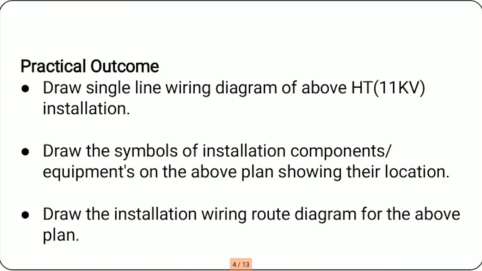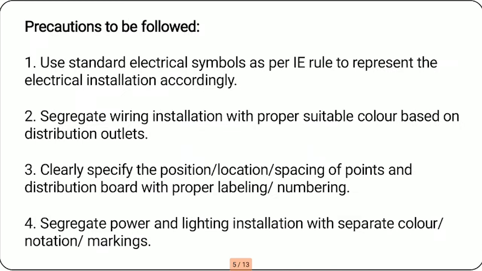Then the practical outcomes: draw the single line wiring of the given HT 11 kV installation. Then draw the symbols of installation components or equipment on the above plan, showing their location. Then draw the installation wiring route diagram for the above plan. Then what are the precautions to be followed for this experiment?